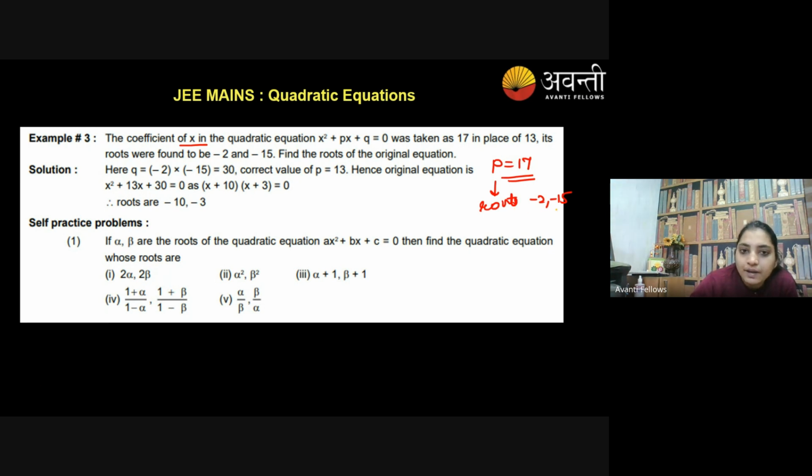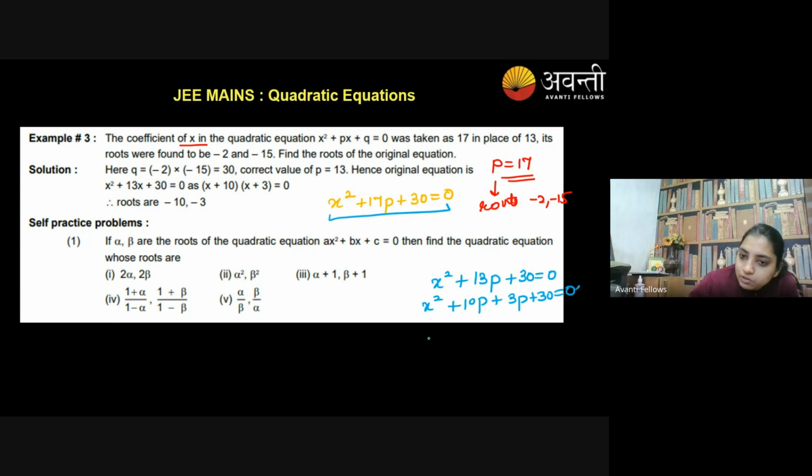So if roots are minus 2 and minus 15, it means my equation should be x square plus 17x plus 30 is equals to 0. Yes or no? So when I'm talking about the new roots, it means x square plus 13x plus 30 is equals to 0. So can you factorize? It should be x square plus 10x plus 3x plus 30 is equals to 0.